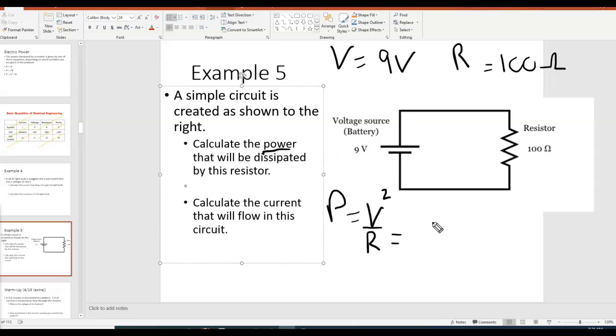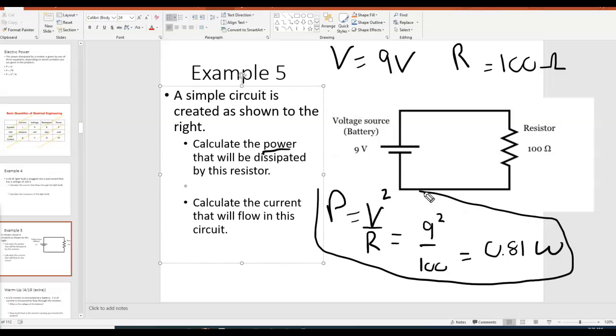I'm just going to plug in my givens. V is 9, so 9 squared divided by R, which is 100. And if you put that into the calculator, you get P equals 0.81 watts. Remember, power is measured in watts. It's joules per second. So that means this device plugged up to this battery is going to use 0.81 watts of power. That's the power that's going to be dissipated or used up.